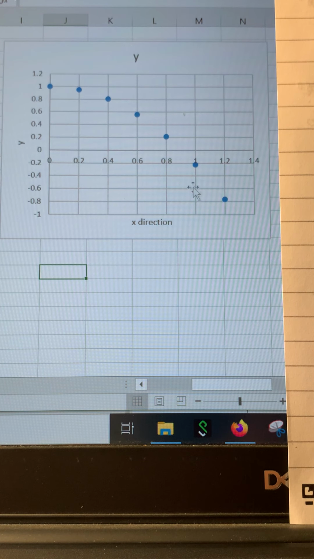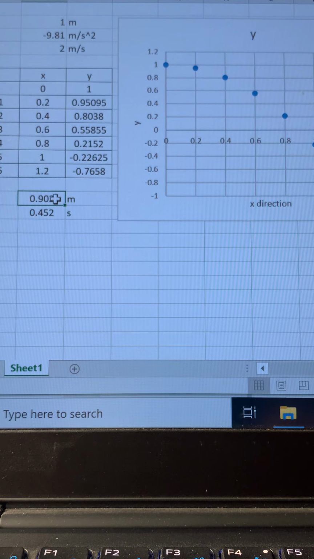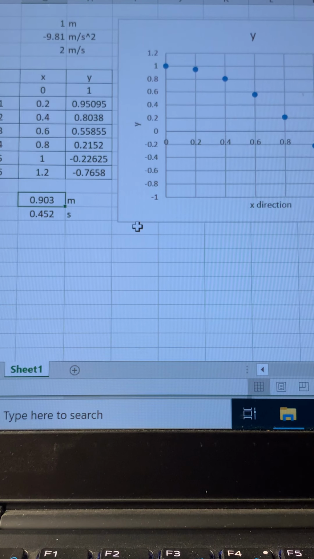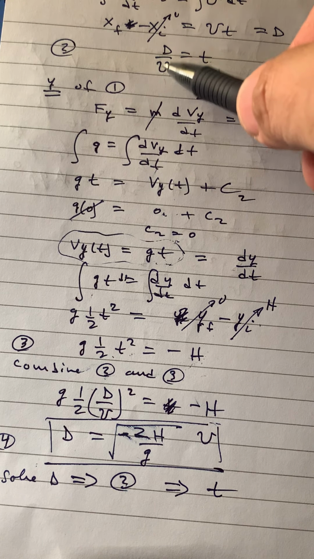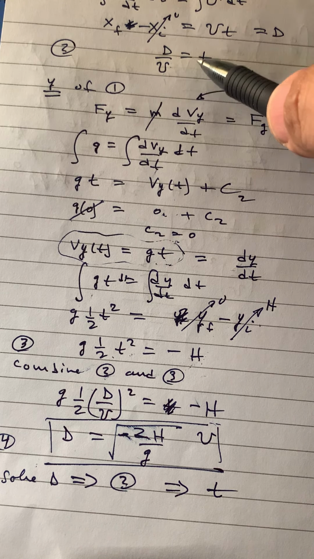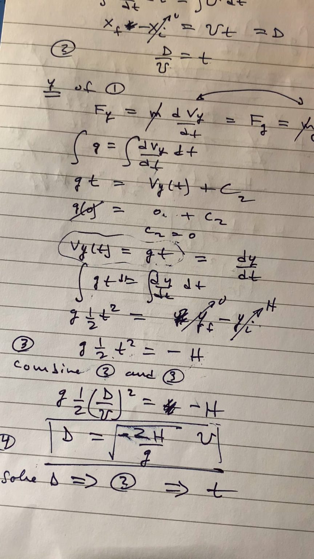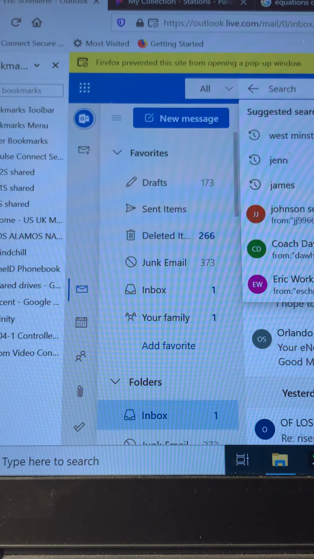So the ball gets farther away from where it was each time. Anyway, this shows you the trajectory. These equations right here, I put in the equations that we got from the derivation. So for d, d equals t times v, and then I must have used this equation right here to independently solve for them.